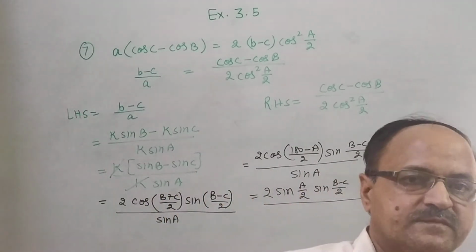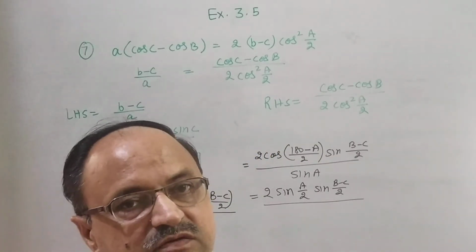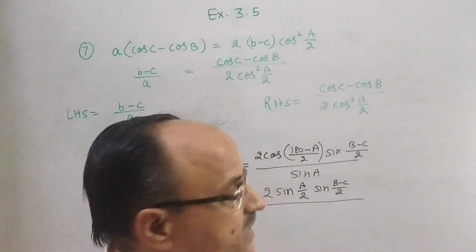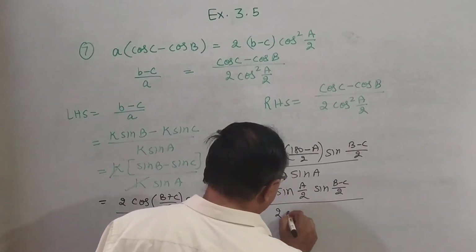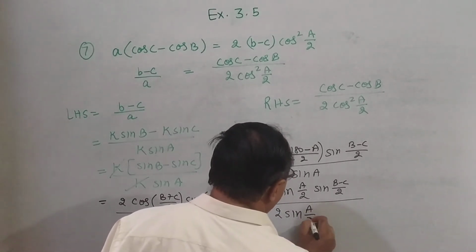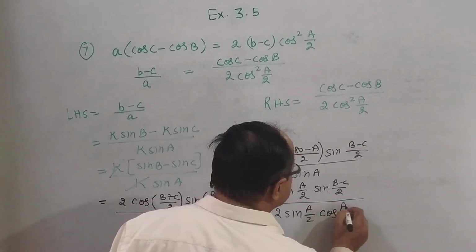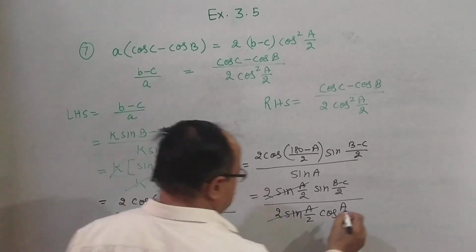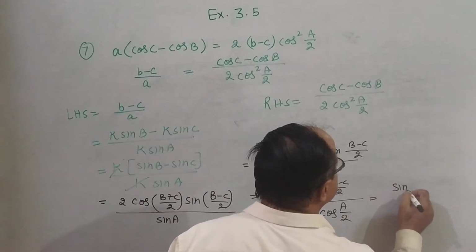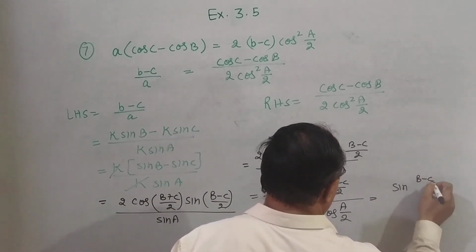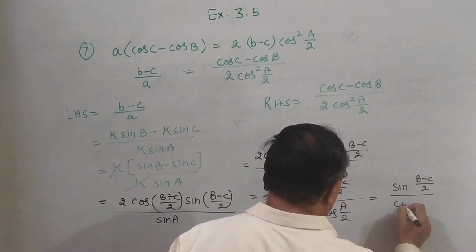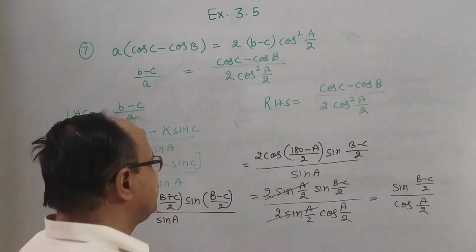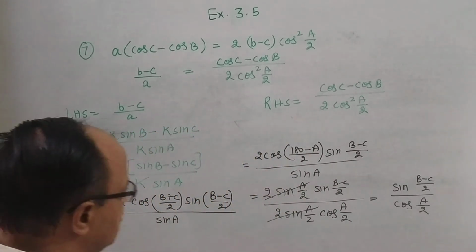Firstly tell me what is sin 2A. Sin 2A is 2 sin A cos A. According to that, sin A is 2 sin A by 2 cos A by 2. Now you know that sin A by 2 will cancel. Therefore, it will become sin (B minus C) by 2 upon cos A by 2. This is the left hand side.